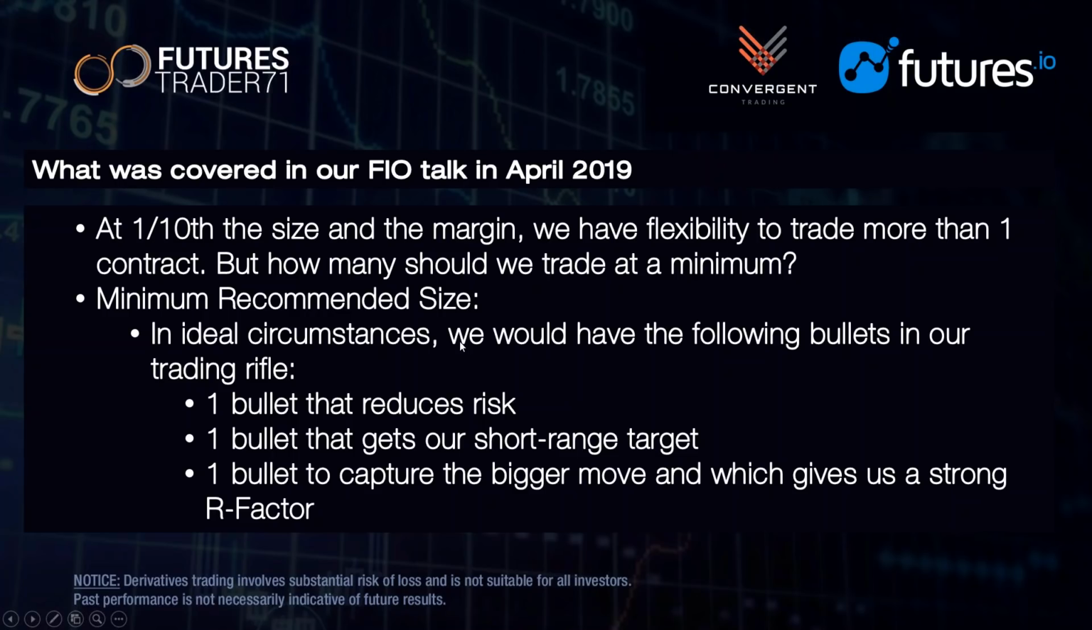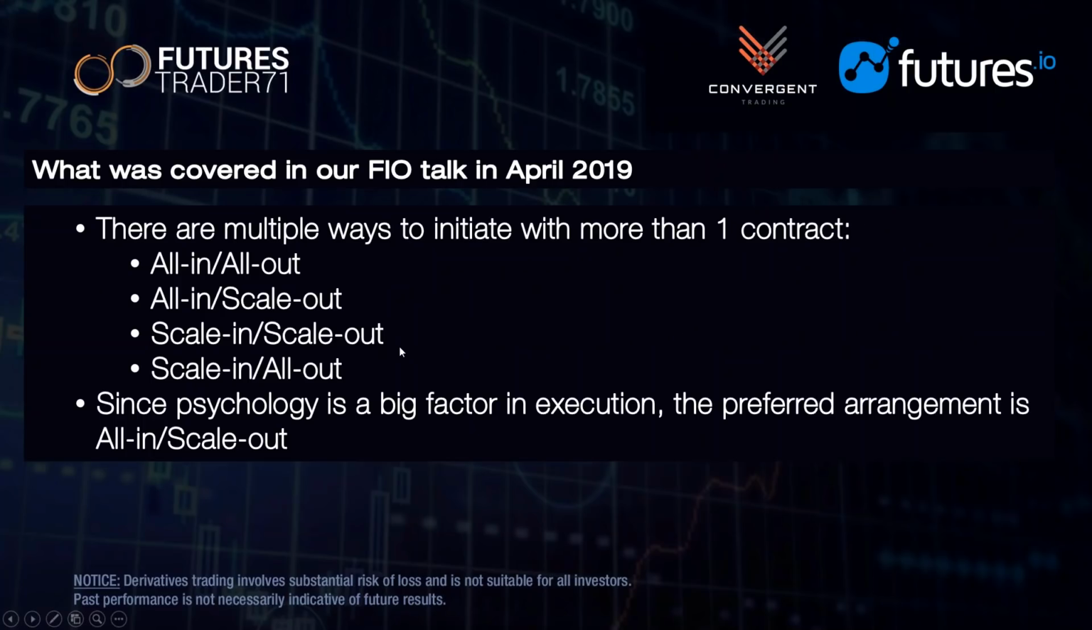And as I put into the trading plan, we would have the following bullets in our trading rifle: 3 bullets. 1 bullet that reduces risk. So this is our scale out bullet. We enter with 3, scale out, improve our average, give ourselves more room to hang on. 1 bullet that gets our short range target. So if we're trading an impulse pullback continuation pattern, what do you call it, an Elliott wave, wave 3, 4, 5, something like that, or ABC, we would have that short range target as the last high, the impulse high, and then anything above there is considered gravy. The last bullet captures the bigger move and gives us a strong R factor or profit factor, risk reward.